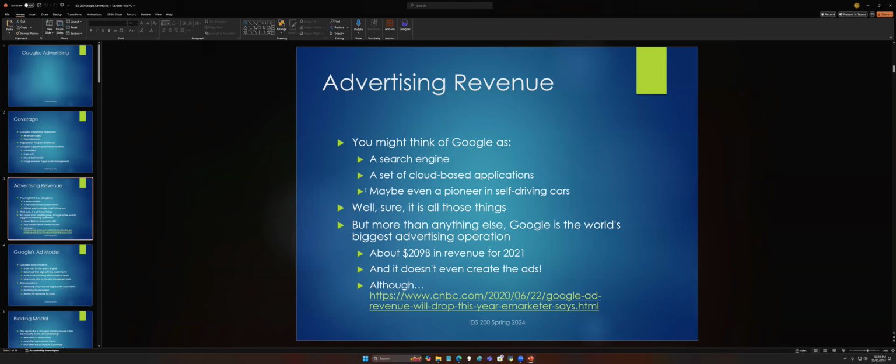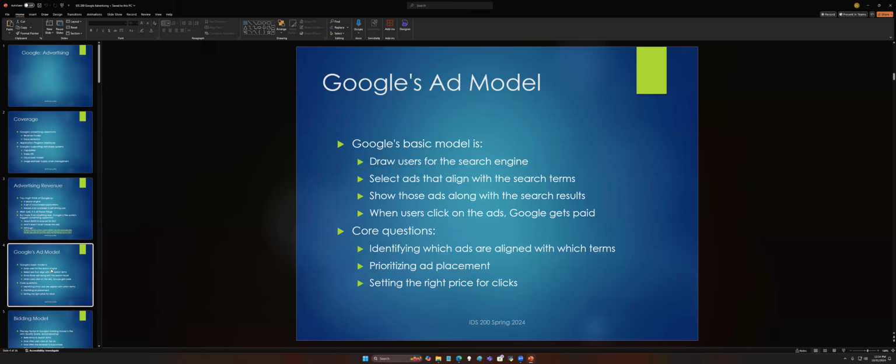But more than anything else, Google is just the world's biggest advertising operation. So over 200 billion in revenue, even a few years ago, obviously more now. And what makes that especially interesting is that Google doesn't even design the ads, right? They're like online billboards. They decide which ads should go in which places, and they make bags and bags of money from that. So we'll talk about it.